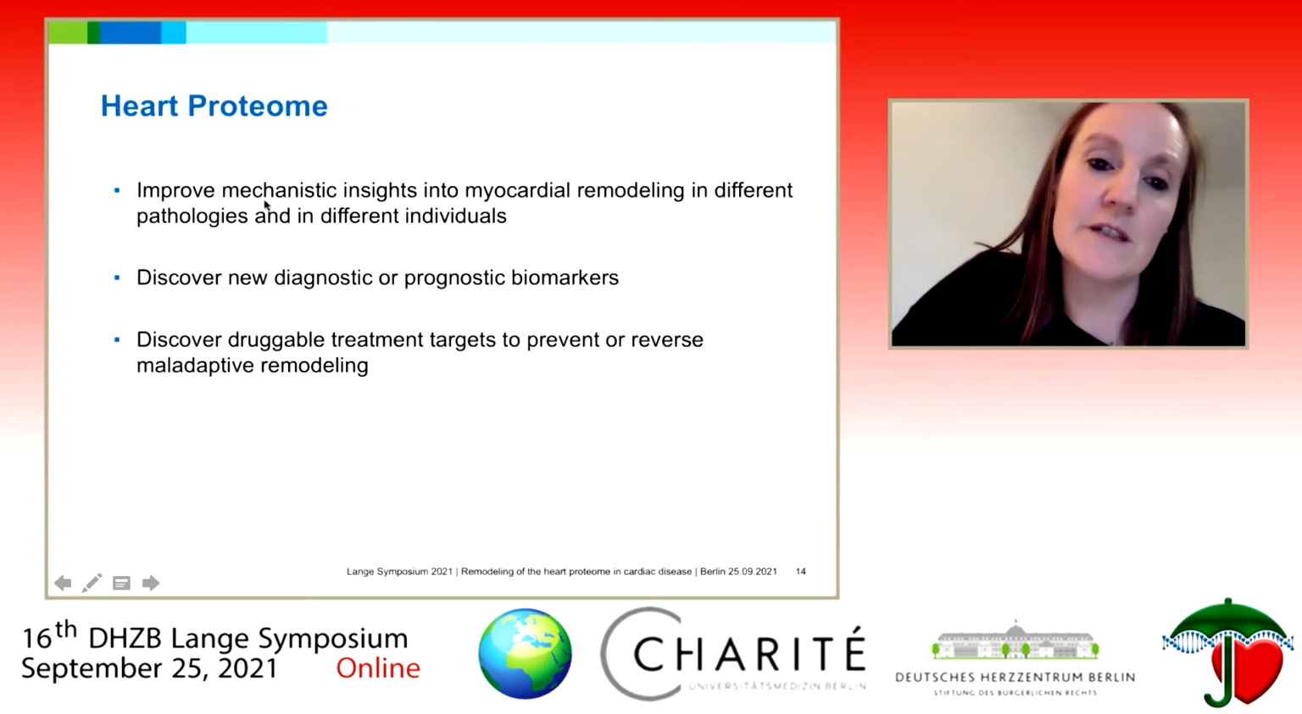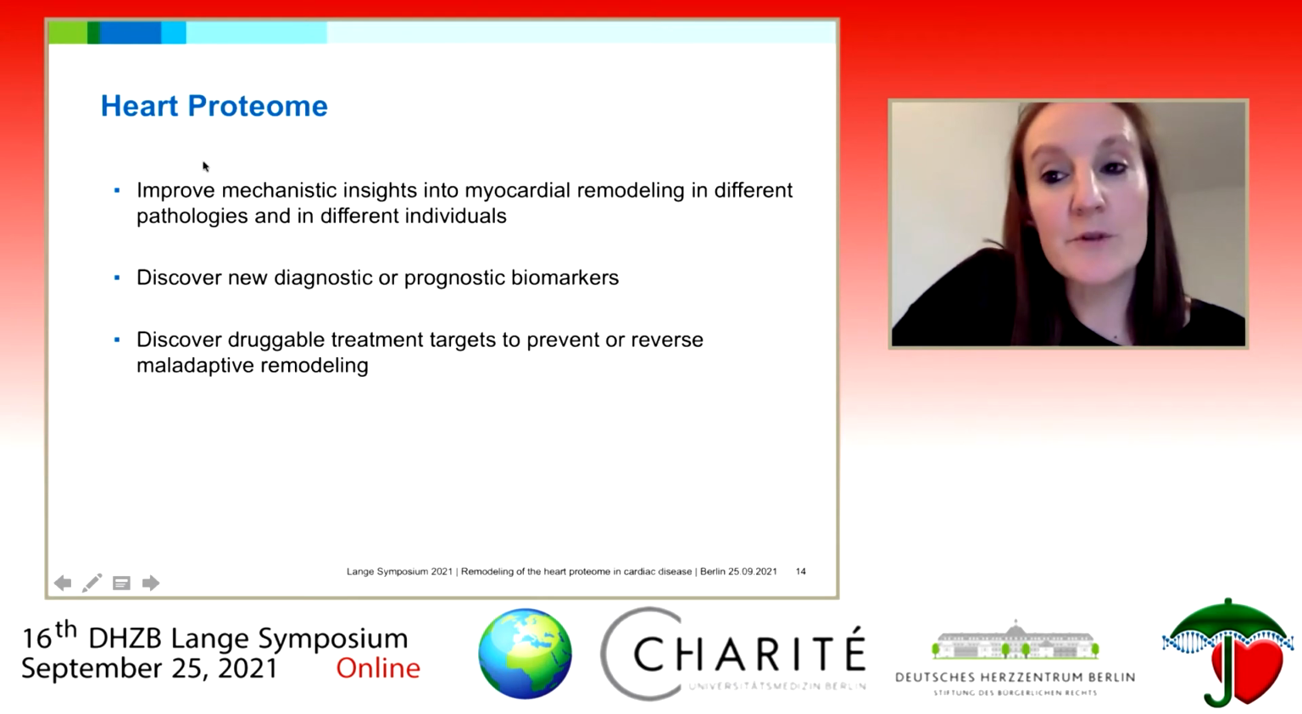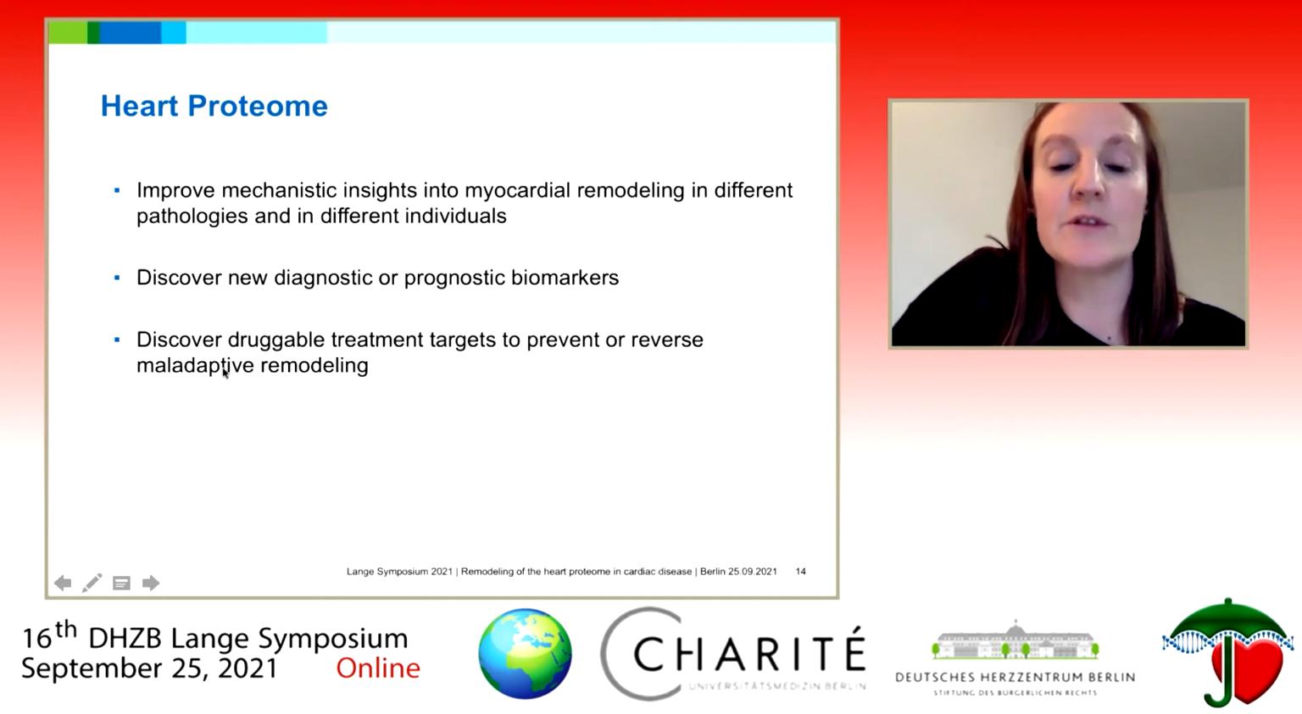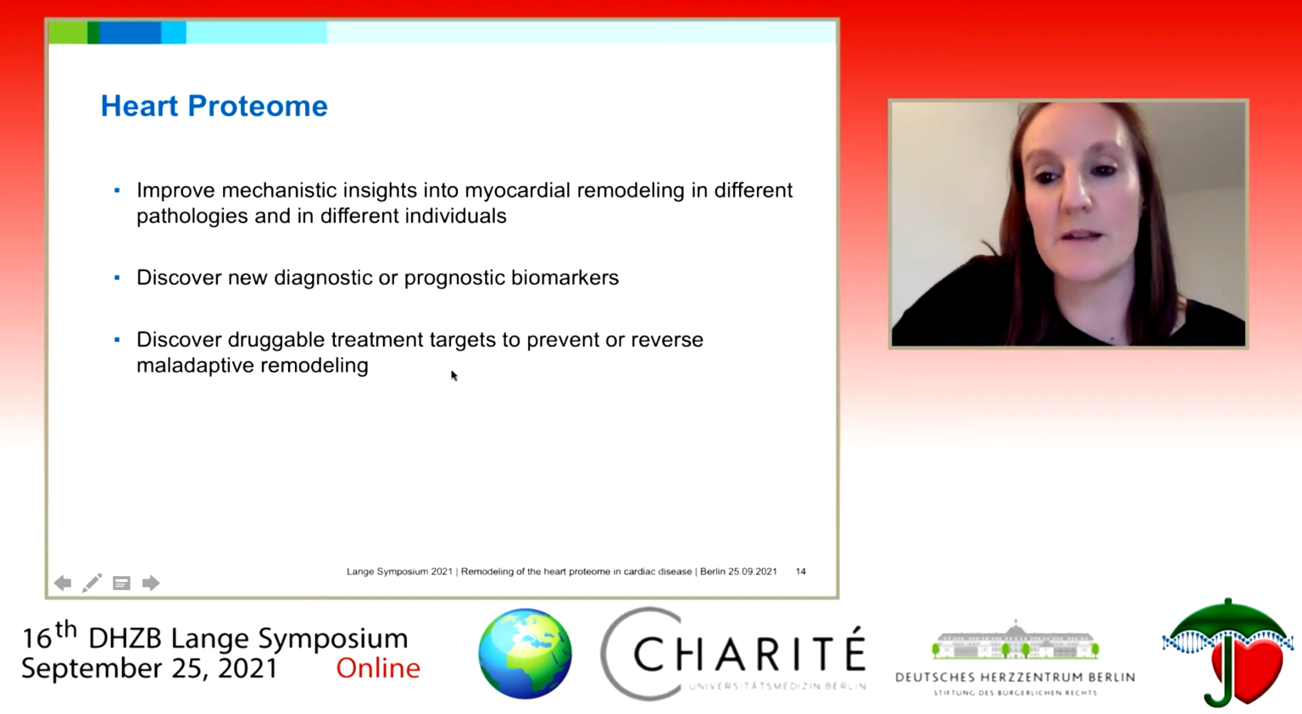So what about cardiac proteomics? The heart proteome might improve, for example, mechanistic insights into myocardial remodeling in different pathologies and in different individuals. It might help to discover new diagnostic or prognostic biomarkers, and it might help to discover druggable treatment targets, for example, to prevent or reverse maladaptive remodeling.